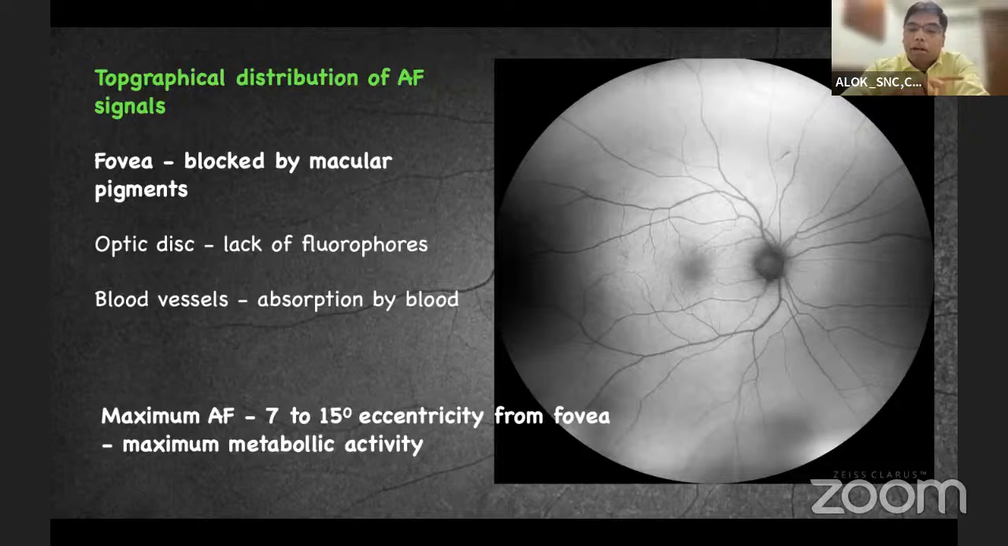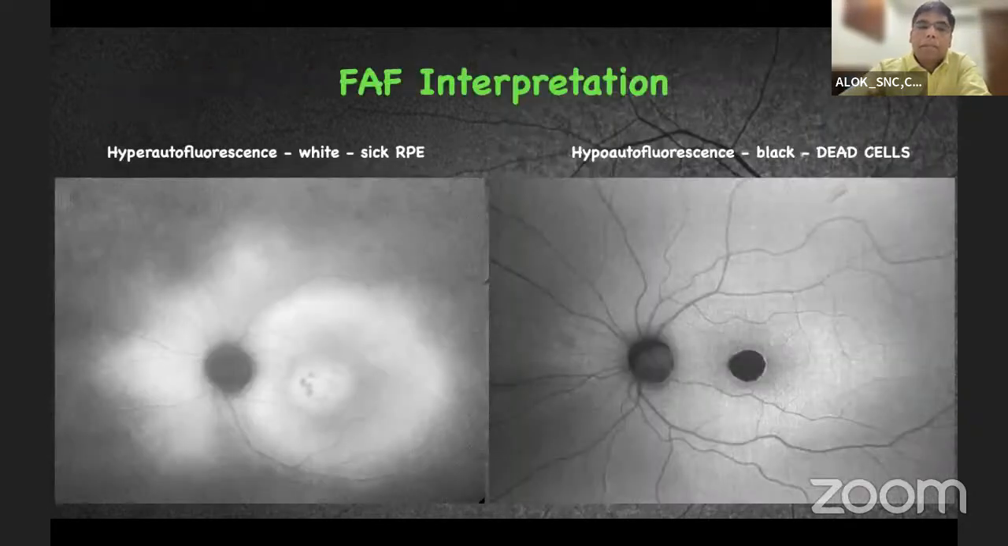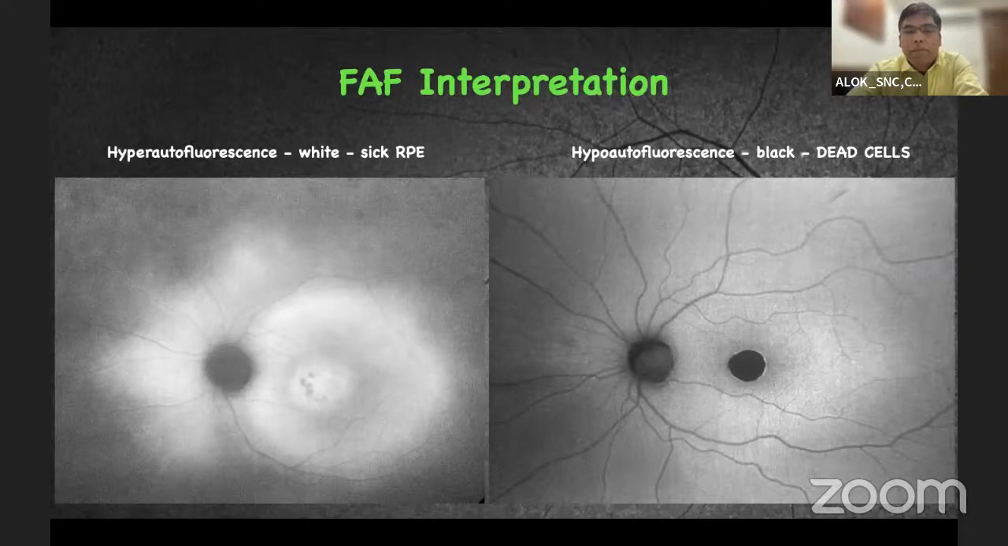And since the RPE photoreceptor activity is highest in the perifoveal area, you have a ring of autofluorescence, or the autofluorescence is maximum in the perifoveal area. Now, when we talk about interpretation, there are two things. One is hyperautofluorescence, which appears white, and it indicates a sick RPE, or hypoautofluorescence, which is dark, which indicates dead RPE. So that's the basic difference.